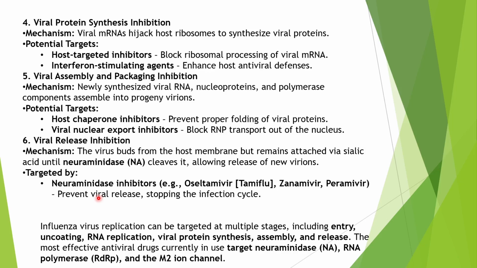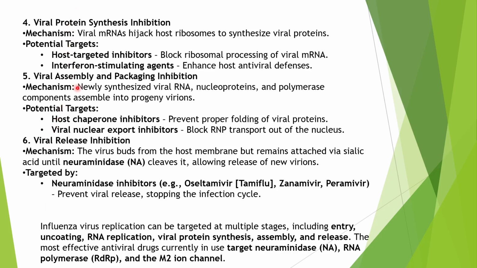So if you target neuraminidase, that is, if you use neuraminidase inhibitors like oseltamivir, that is Tamiflu, which is very commonly used, and zanamivir and peramivir, this will prevent the release of the virus from the cell and it will stop the infection cycle. So if it's not released, it cannot infect a new cell and it cannot continue the cycle. So it will stop the cycle basically.